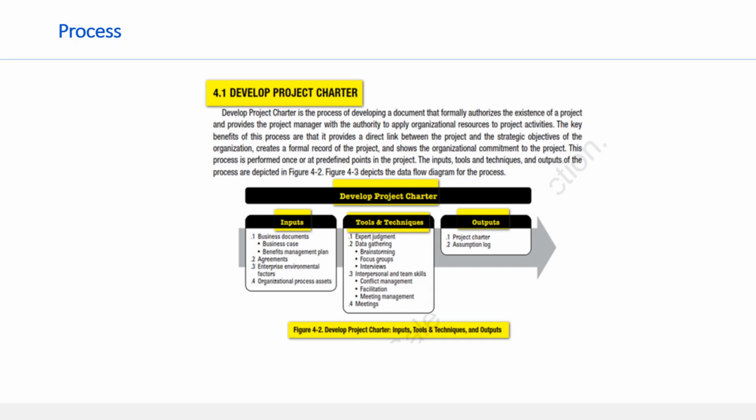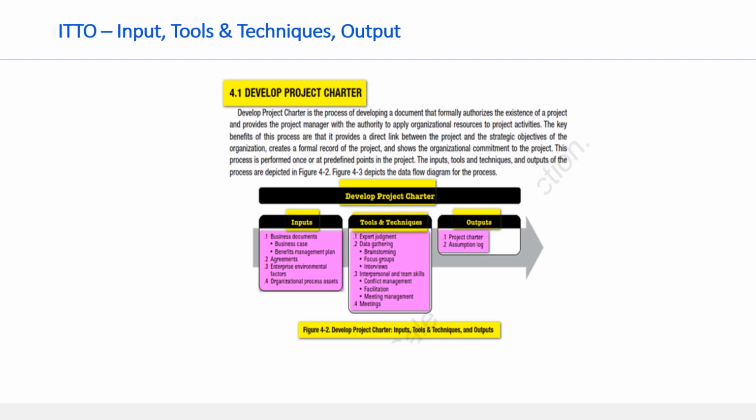Let's see what is inside 4.1 Develop Project Charter: inputs, tools and techniques, and outputs. Under the inputs, you can see some elements such as number 1, business documents, and there are two sub-elements: business case and benefits management plan. Under inputs as the next element, number 2, agreements, number 3, enterprise environmental factors, and so on. Under tools and techniques, you can see elements such as number 1, expert judgment, number 2, data gathering, under that few more sub-elements, and the list goes on. Similarly, under outputs, there are two elements. Number 1, project charter, number 2, assumption log.